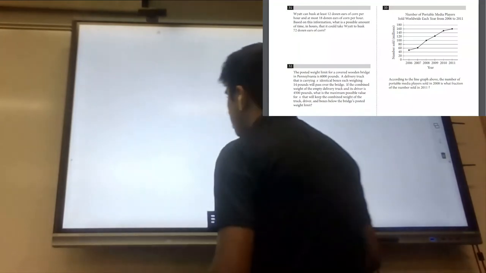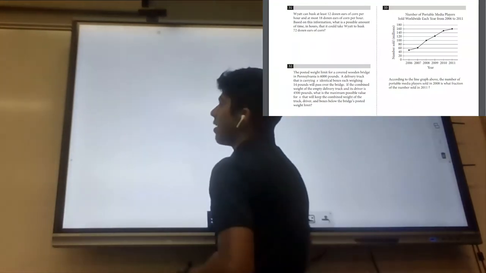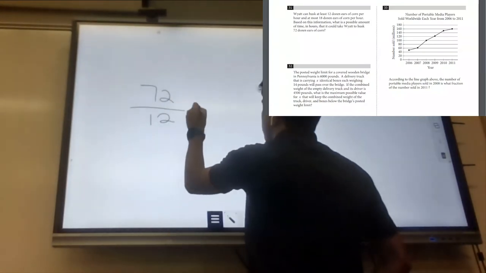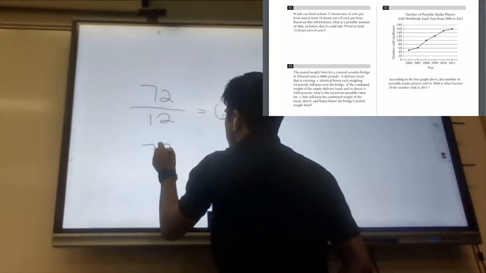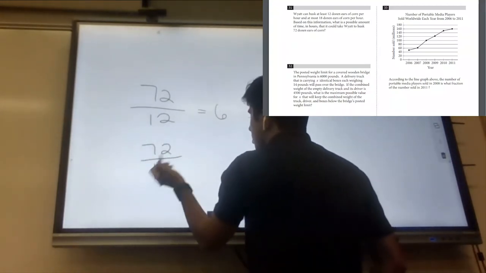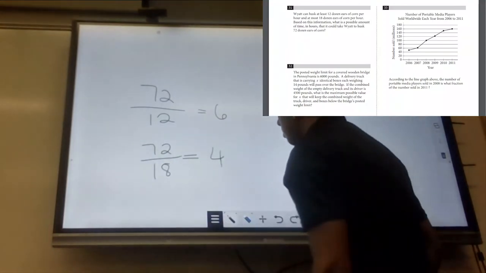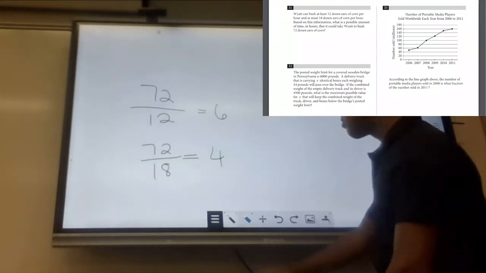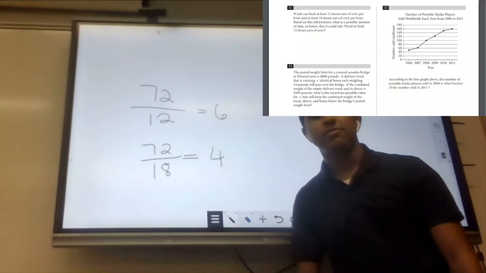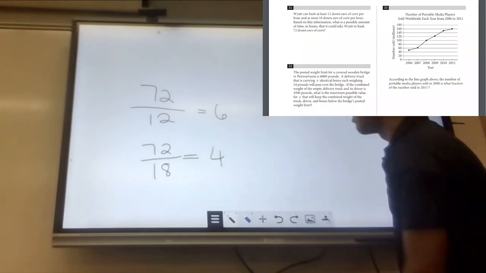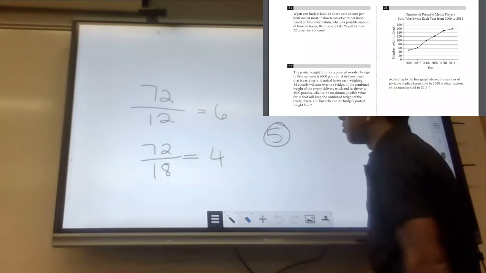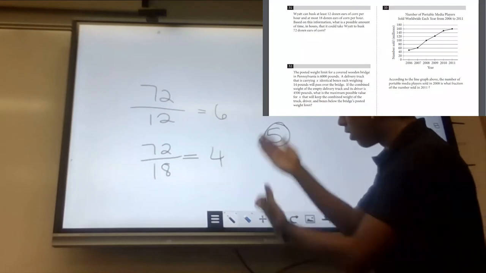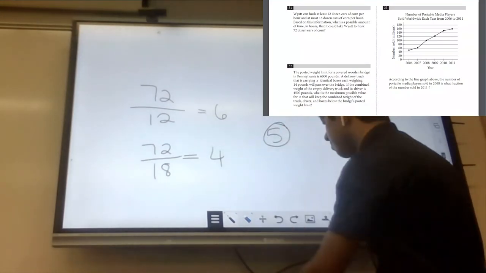Okay, so the most amount of time is if he's working the slowest. So 72 over the slowest rate, which is 12, is 6. The fastest would be 72 over his fastest rate, which is 18, so that's going to be 4. Between 4 and 6. You can put any number between 4 and 6. You could put like 5.17 or something, and it would be right. But just for the sake of it, I'll just put 5. Anything in between works, because everything in that range is valid. Let's keep going.